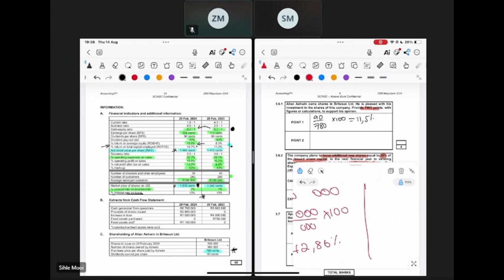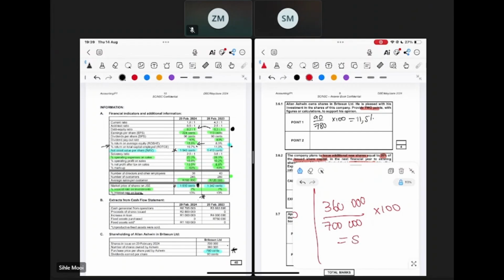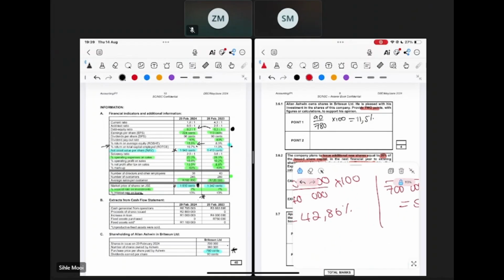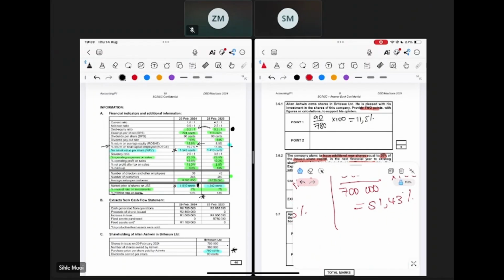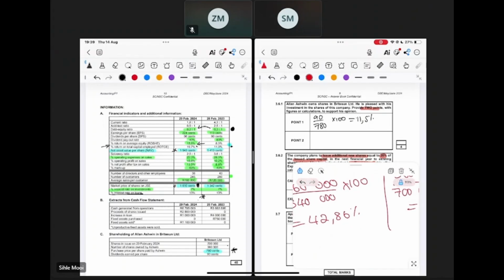Now let's calculate before. Before it was 360,000 divided by 700,000 times 100. 360 divided by 700 times 100, and that gives us 51.43%. So you see, he owned the majority of shares before, over 50% of shares, but now he'll be owning less than that. So that's what you would have written there.